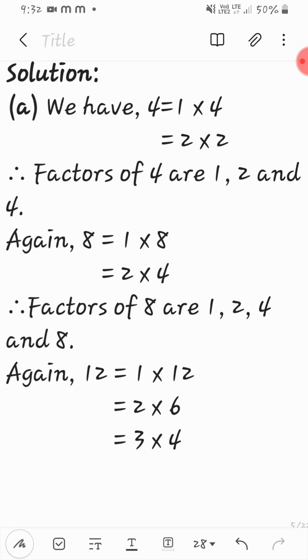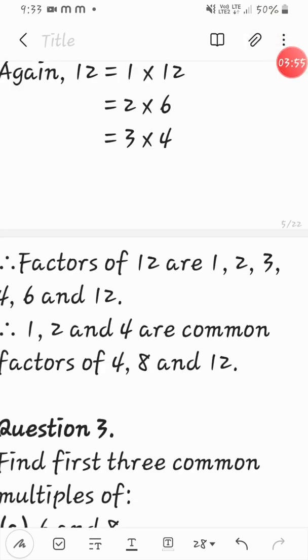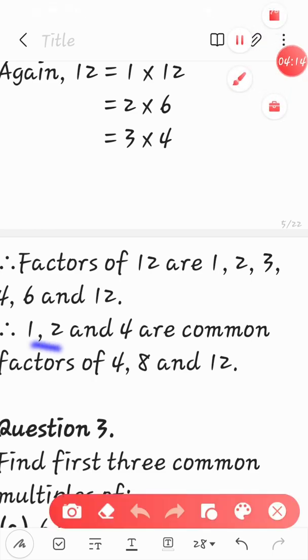Now factors of 8: 1 into 8 is 8, 2 into 4 is 8. Therefore factors of 8 are 1, 2, 4, 8. Now factors of 12 we have to find out. 1 into 12 is 12, 2 into 6 is 12 and 3 into 4 is 12. Therefore, factors of 12 are 1, 2, 3, 4, 6 and 12. Therefore, the common factors of 4, 8 and 12 are 1, 2 and 4.